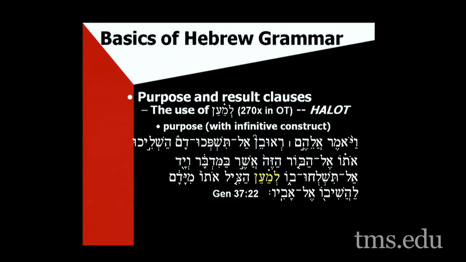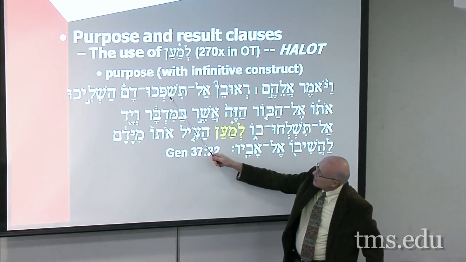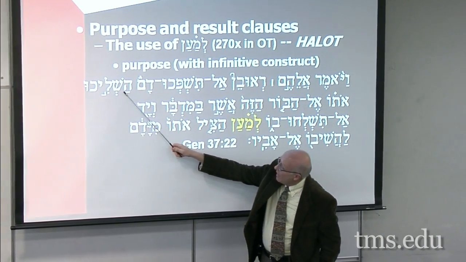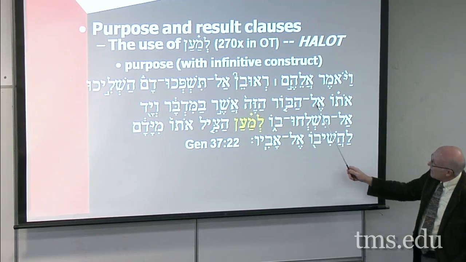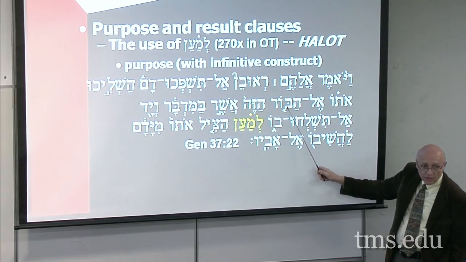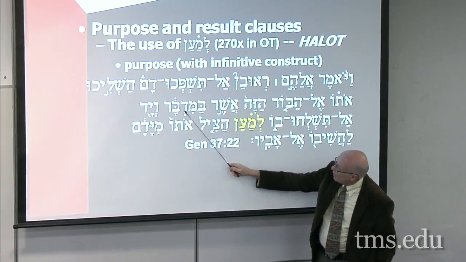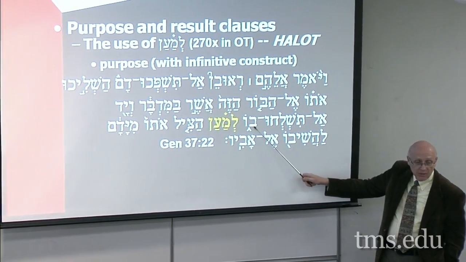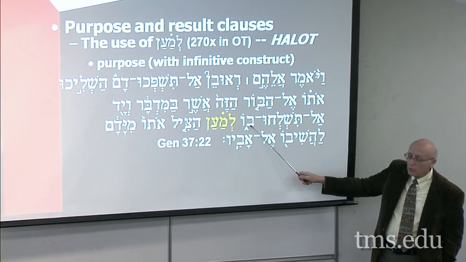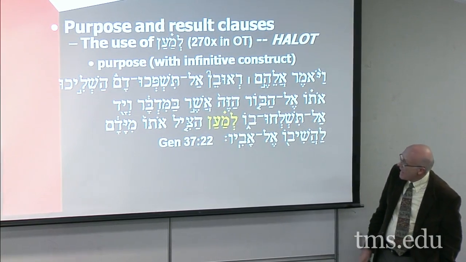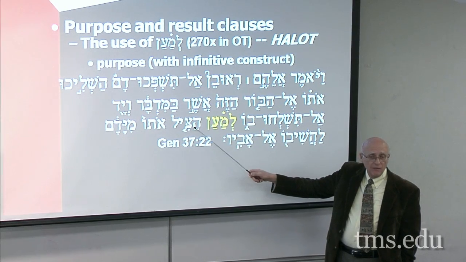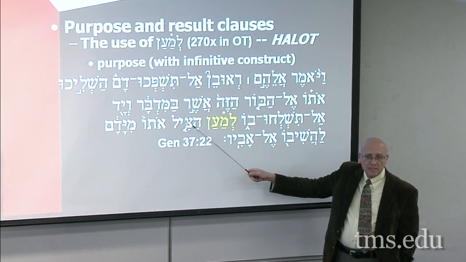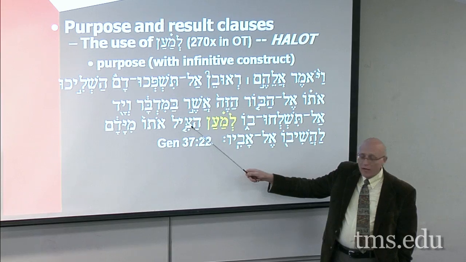So we look at Genesis 37:22. And as we're looking at this, we have, so Reuben said to them, do not pour out blood, cast him into this cistern, this pit, which is in the wilderness, and a hand do not send against him. He's talking about Joseph, and he's talking to his brothers. Then he says, lema'an hatzil. Hatzil is a hiphil infinitive construct from natsal. It means to deliver, to rescue.